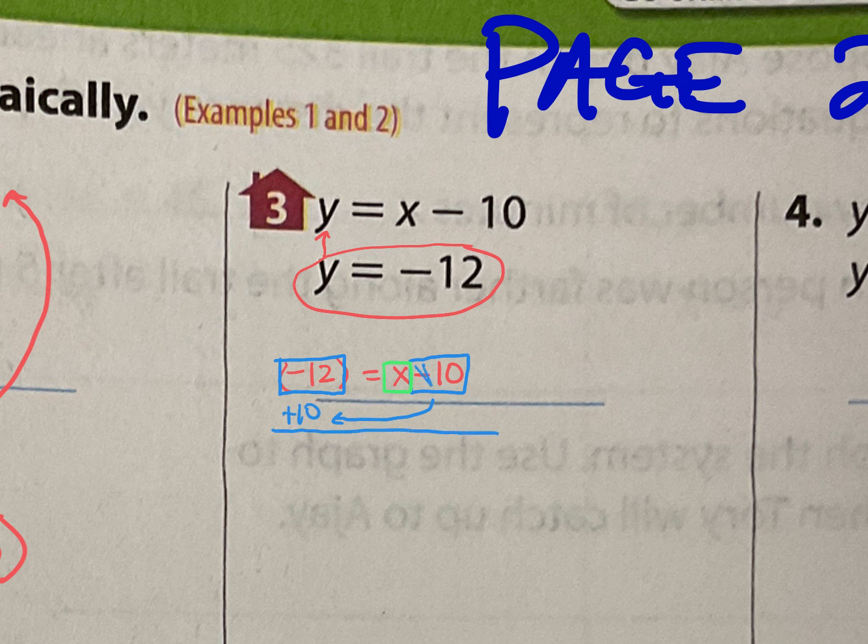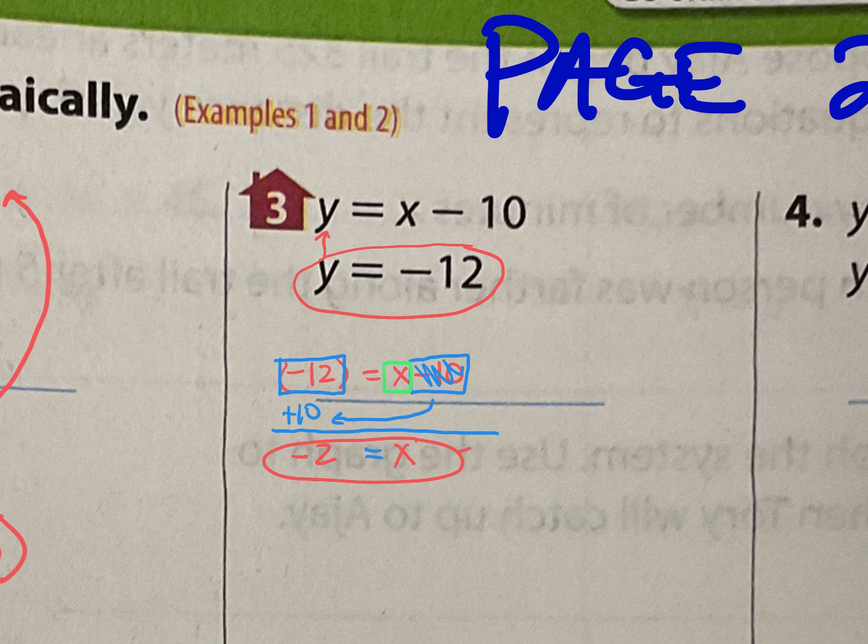So it's not here anymore. So we have x on this side all by itself. And now I have negative 12 plus 10. Negative 12 plus 10 is negative 2. So I know x is negative 2. I know y is negative 12.